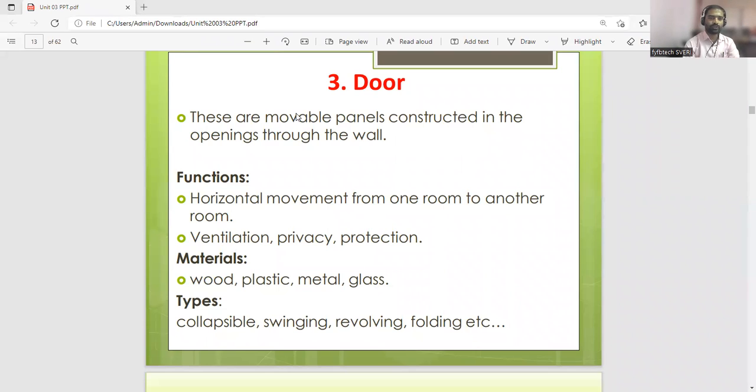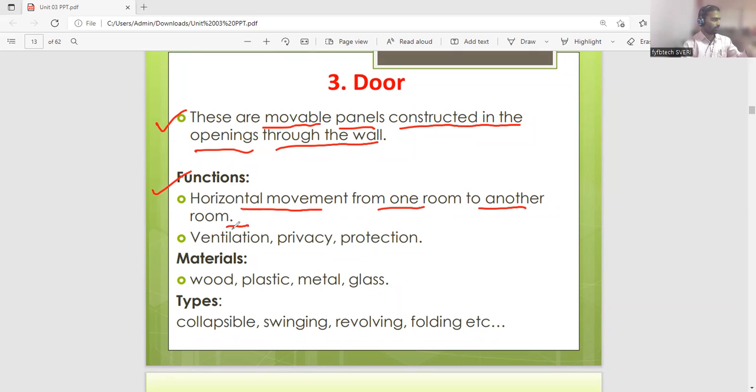Okay, next component is door. What is door? These are movable panels constructed in the opening through the wall. Okay, these are provided only at the wall. And for what purpose? For the movable purpose. What is the function? Horizontal movement from one room to another room. Okay, if one classroom has to go to the other side, you should enter through the door only. You should not enter through the wall or window.